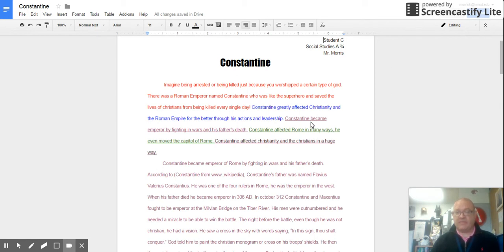And then, of course, I have my three, boom, boom, boom. Notice the color coding. My three support statements that I'm going to have. Now, I've turned them into sentences. I haven't just left them as numbers and written them kind of very generically. I've put a little bit more wordsmithing or writing into it. Constantine became emperor by fighting in wars and his father's death, comma, Constantine affected, this is my second support, affected Rome in many ways. He even moved the capital of Rome, comma, and finally Constantine affected Christianity and Christians in a huge way.